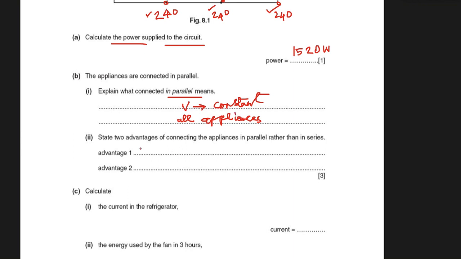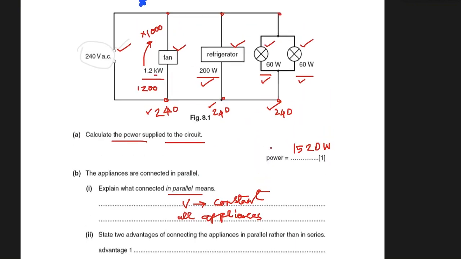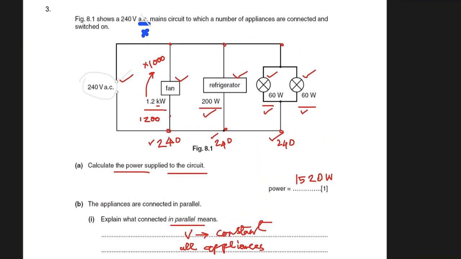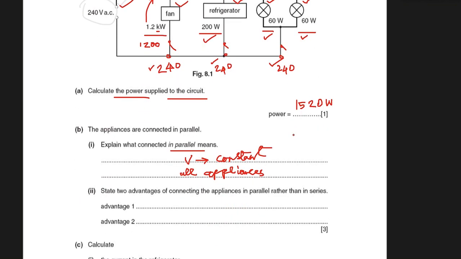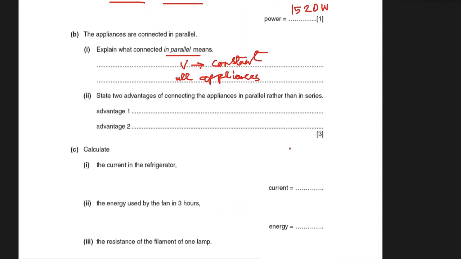Okay. State two advantages of connecting appliances in parallel rather than in series. In this circuit, if we put a switch to each of these, then we can control them individually. So advantage one is to be able to control them, to be able to switch them on and off separately.